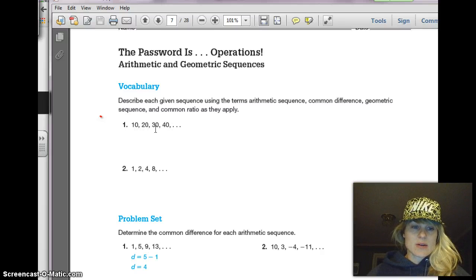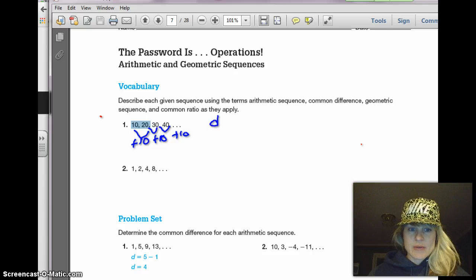And then I can see that it is increasing by 10 each time. Okay, so 10 plus 10 is 20, 20 plus 10 is 30, 30 plus 10 is 40. So now I got my pen working. I'm adding 10 each time, so I know my common difference is 10, making this an arithmetic sequence.